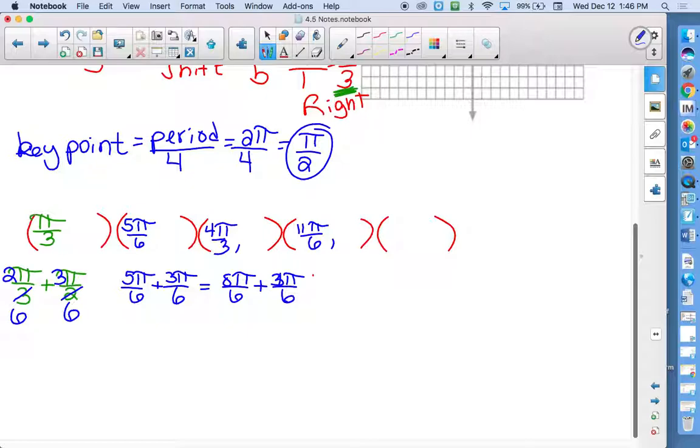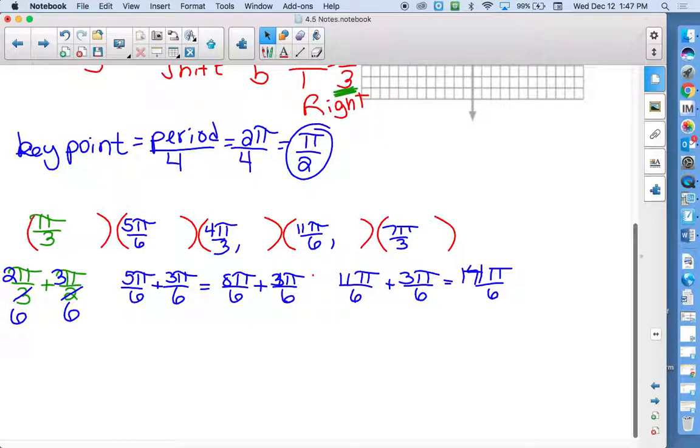And then one more time because we have to have 5 points. 11 pi over 6 plus 3 pi over 6 makes 14 pi over 6 or 7 pi over 3. So, since the key point is pi over, like, the period is 2 pi, so would it just be, like, the last point on the unit circle, all going around, right? Yes. So the period is still 2 pi.